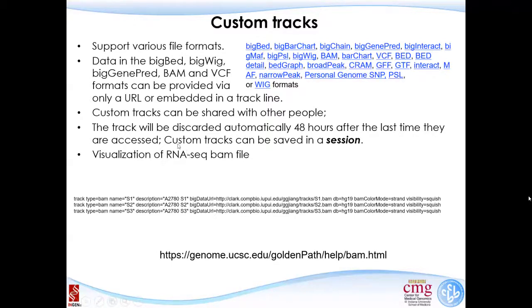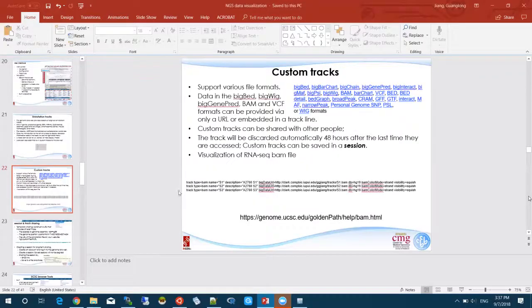And also, if you put the custom track on an HTTP server, after you upload the track to the UCSC Genome Browser, you can share the track with other people, like your collaborators, to view a specific region for the specific track. Let's take a look at the INSEEK BAM file. I have it on one of our servers, in CCBB.